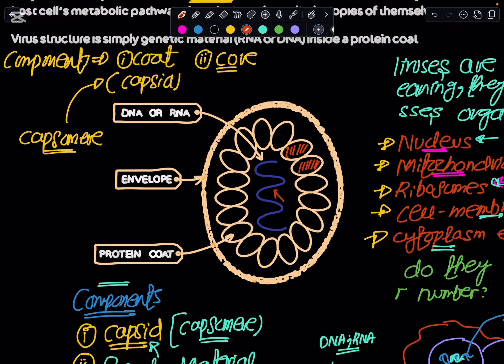At the center, we have the genetic material, either DNA or RNA. In some of the viruses, there is an envelope outside of them, and that hides them from the attack of the immune system that we have in the human body.